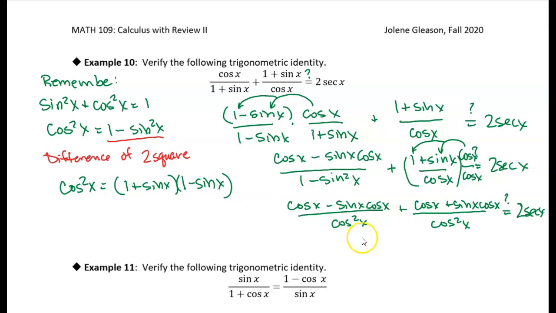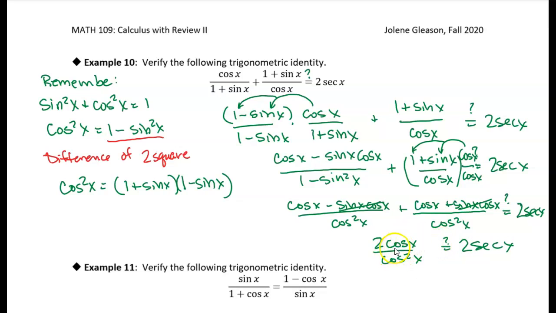Okay, so now I have a common denominator, and when I have a common denominator, I just add the numerators. So I have a minus sine of x cosine of x and a positive sine of x cosine of x. So what I end up with is 2 cosine of x over cosine squared of x. And is that equal to 2 secant of x?